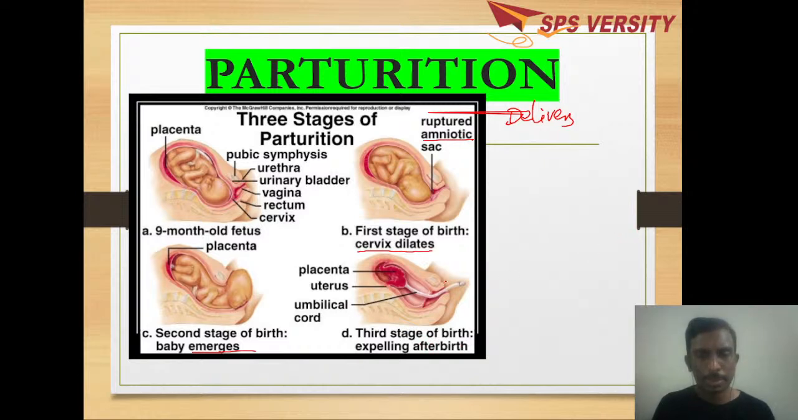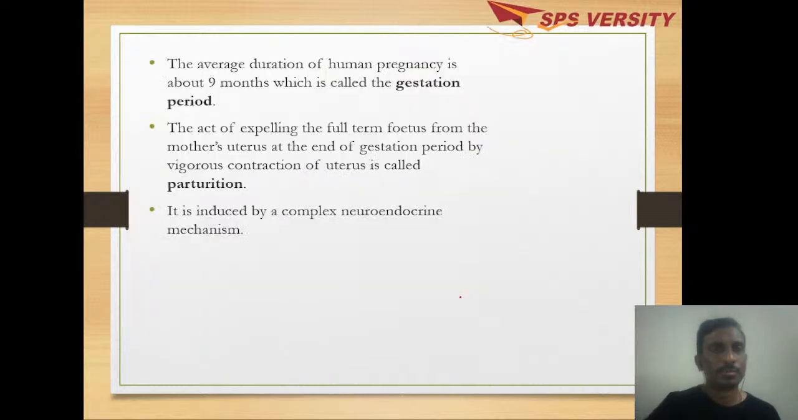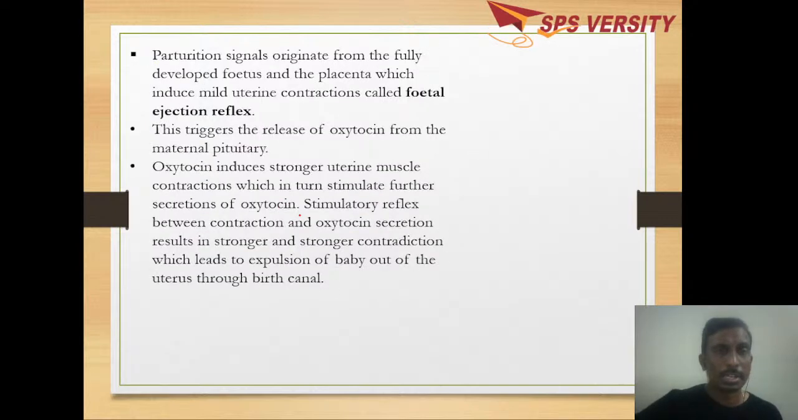So when the baby is born, it is attached with the umbilical cord. And during the time of parturition, the placenta along with the umbilical cord is expelled out. This act of expelling the fully developed fetus is called parturition. And this parturition is a neuroendocrine mechanism. Neuroendocrine mechanism means the nervous system as well as endocrine glands are involved here.